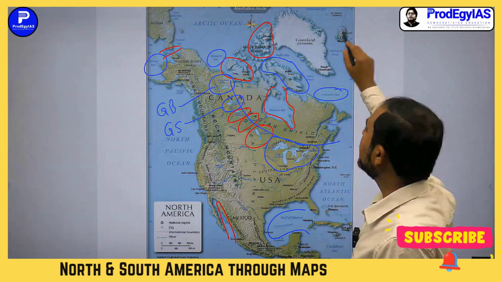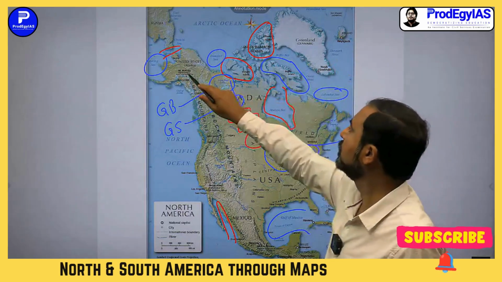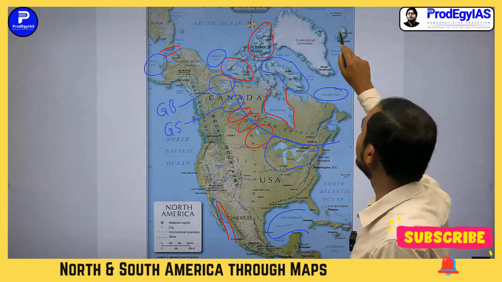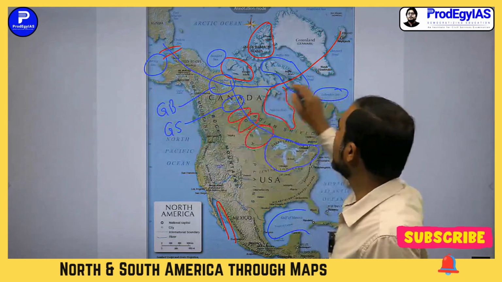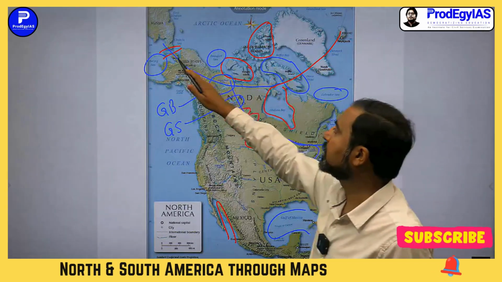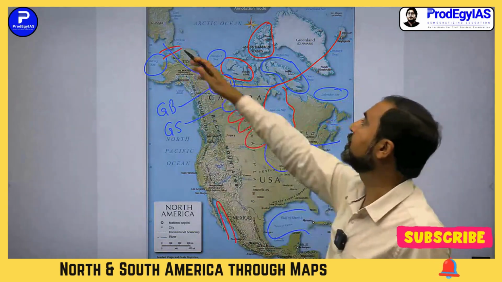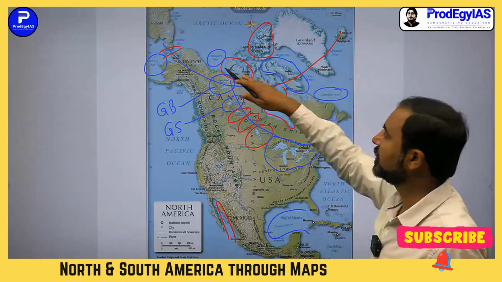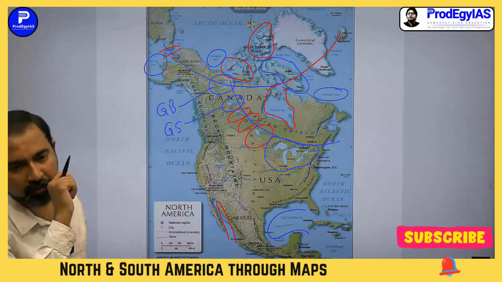You can see here that the northern part of Canada is cut through by the Arctic Circle. This is the Arctic Circle, which is cutting through Baffin Island, this northern part of Canada, then Alaska, then over to Russia. Questions are asked in this manner.